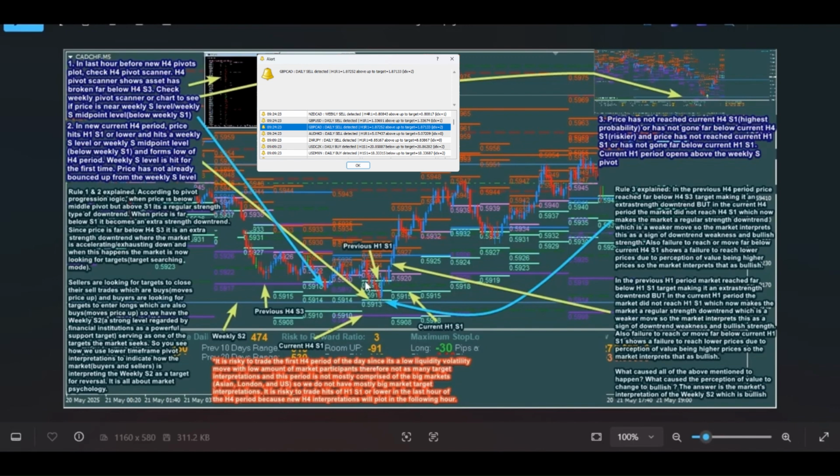So we don't want to trade scenarios where price in the past has dropped down and hit the weekly S level and then bounced up from the weekly S level and then moved up and then came back down and then hit the weekly S level again and then we take the trade. No, we don't want those scenarios. We want to trade when price hits the weekly S level for the very first time in that weekly period, okay?